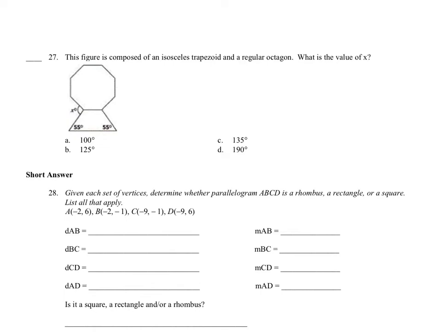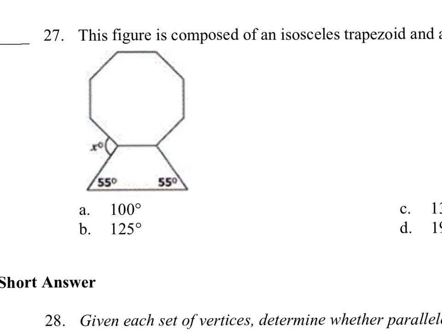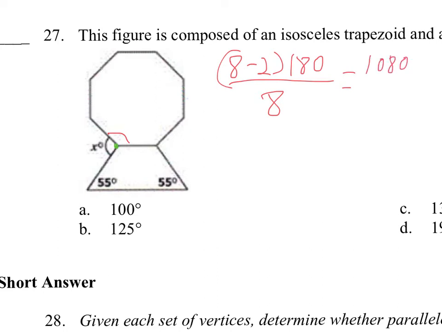Alright, this is one of those questions talking about a tessellation. Let me zoom in here. This point, from here all the way around, has to be 360 degrees. So we're looking for the value of x. Can we find the measure of this interior angle? Well, it's an octagon. So we subtract 2, multiply it times 180, and divide by the number of sides, which is 8. 6 times 180 is 1080. And when we divide that by 8, we get 135. So this angle is 135.